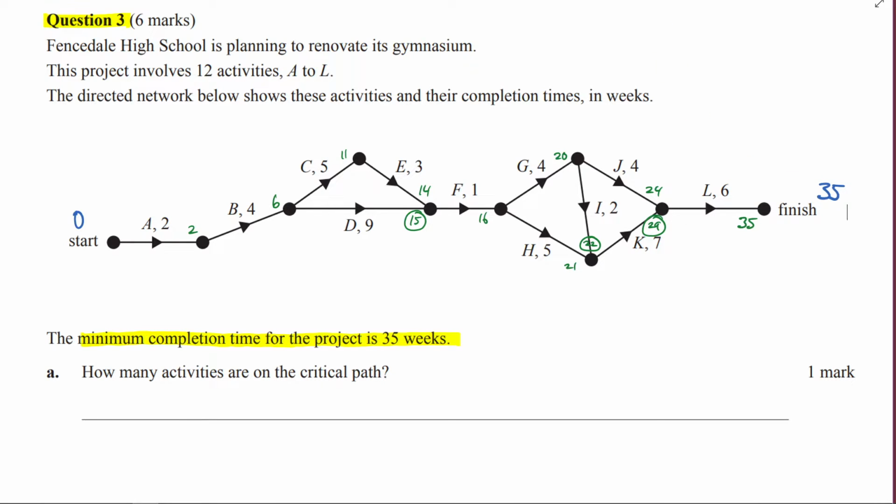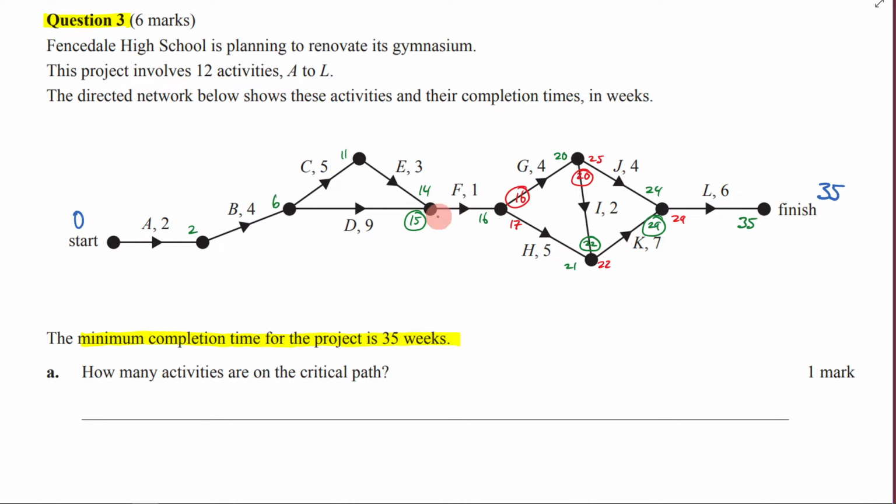All right, now we'll grab our red pen and we'll do some backward scanning. Okay, so we're going to go 35 minus 6 is going to be 29. 29 minus 4 is going to be 25. We're going to go 29 minus 7 is going to be 22. 22 minus 2 will be 20. 20 is my smaller number. 20 minus 4 will be 16. 22 minus 5 is going to be 17. That means 16 is my smaller number.